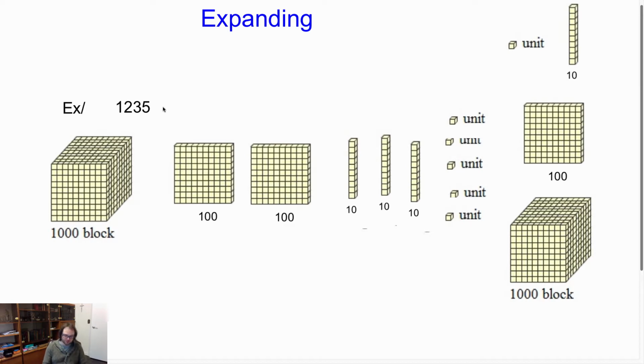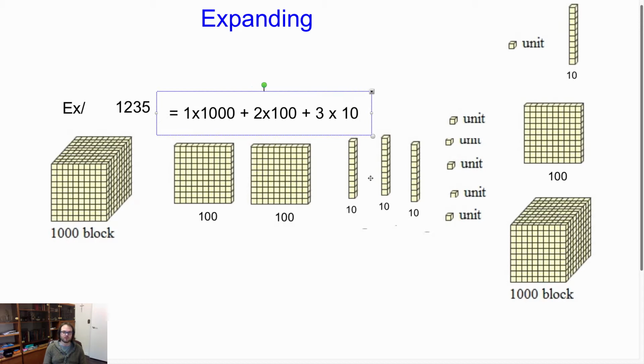So essentially, we're saying this is equal to, I have one of these 1,000s, so that's one group of 1,000, so it's 1 times 1,000. And then plus, we have 2 groups of these 100s. Every time we say groups of, that's times. And then we have 3 groups of these 10s. And then lastly, we're going to have 5 of these 1s.